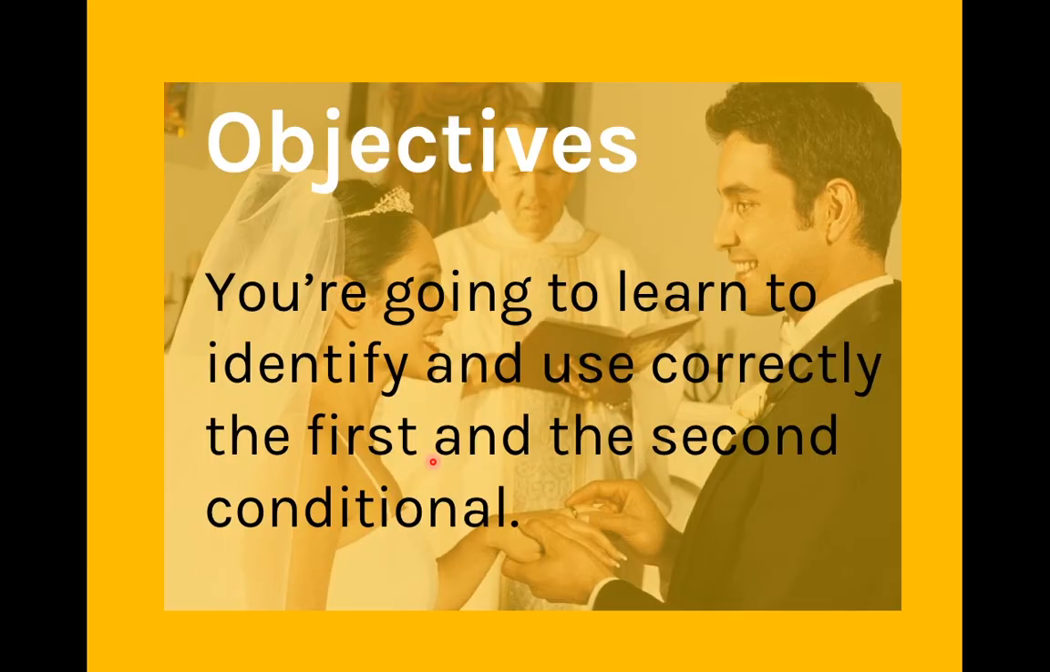Welcome back to English class. What is the objective of this lesson? What are you going to learn? How to identify and how to use correctly the first and the second condition. In English, there are four different types of conditional sentences. We have zero conditional, first, second, and third conditional. But for this class, you're going to learn and you're going to use first conditional and second conditional only.